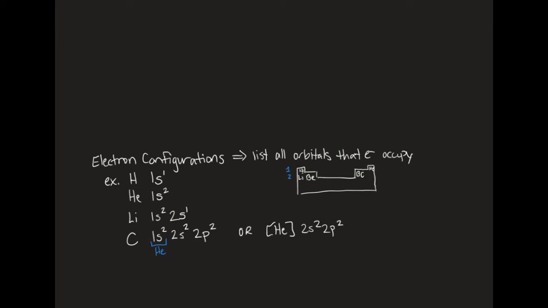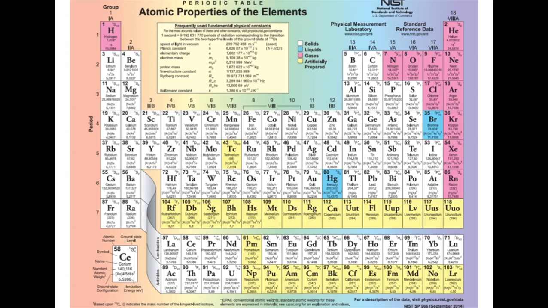All right, so let's look at the periodic table and we'll do bromine. So let's find bromine. Bromine's all the way over here. So let's do the electron configuration for bromine.